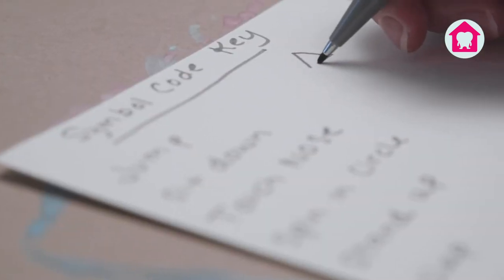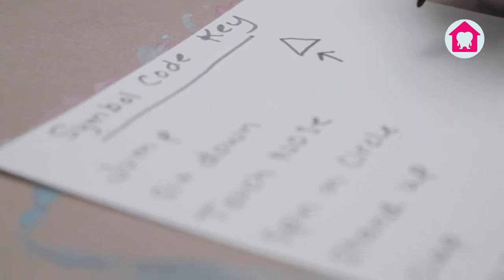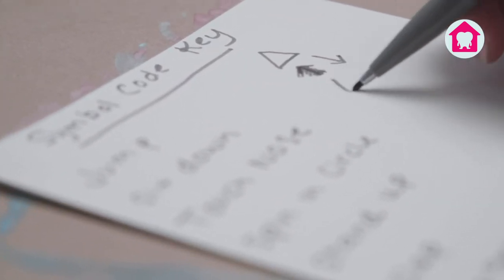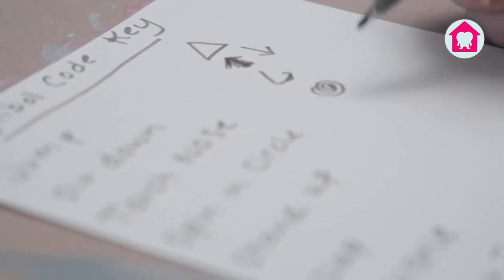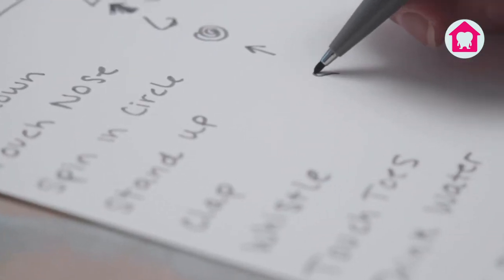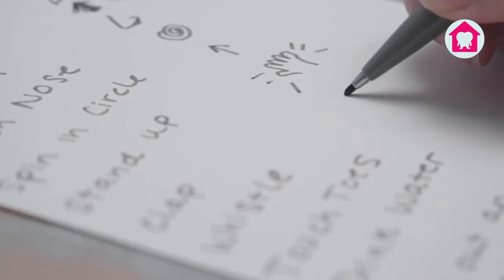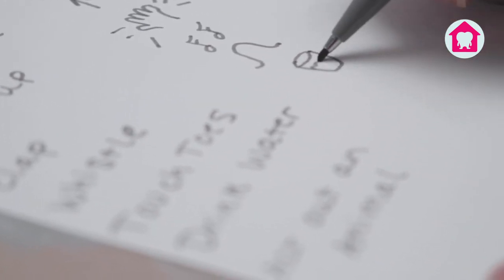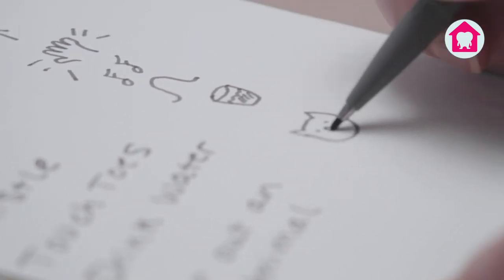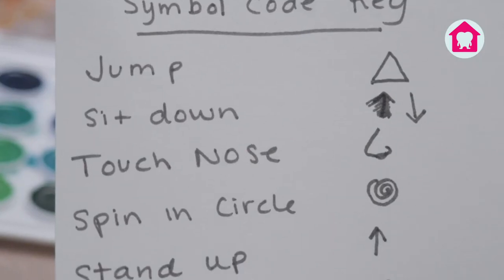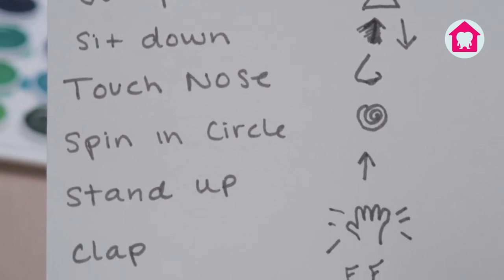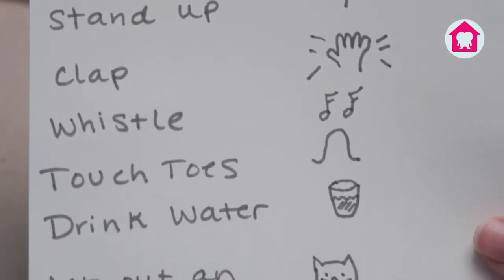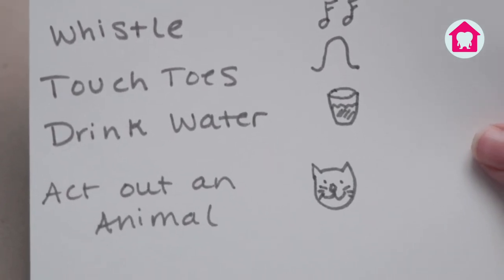Once I have a list of 10 actions, I'm going to draw a little symbol next to each action. My symbols are going to be simple drawings, but you can be as simple or detailed with your symbols as you want. Once you have all of your symbols drawn out, you now have your own personal code. We'll use this key we just created to make our cards.